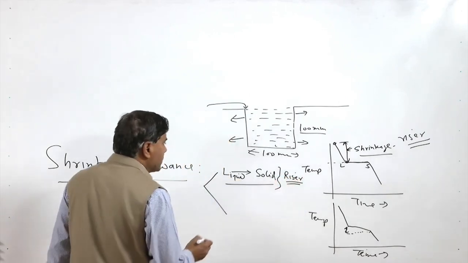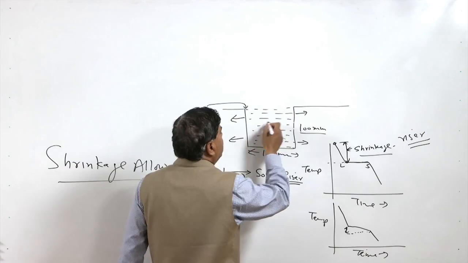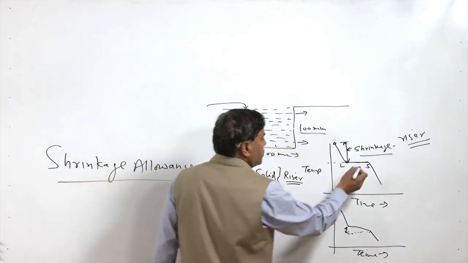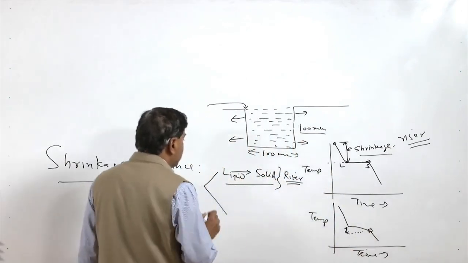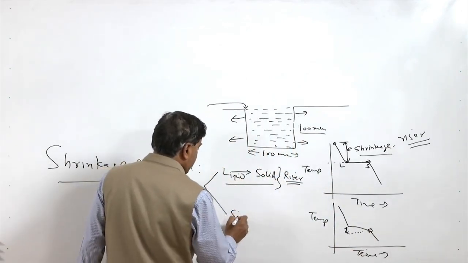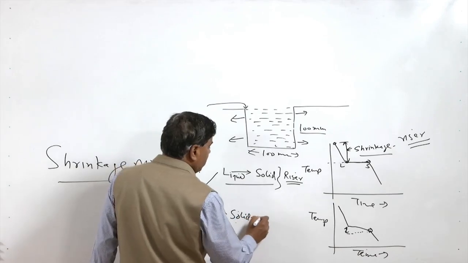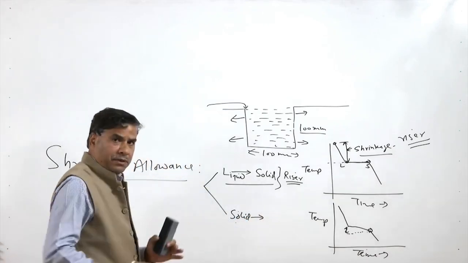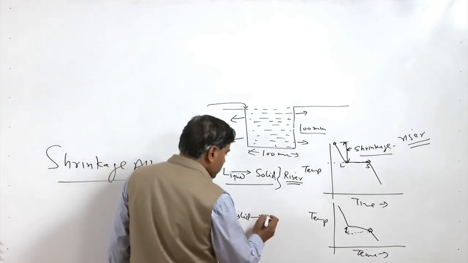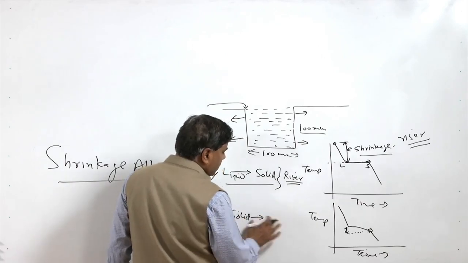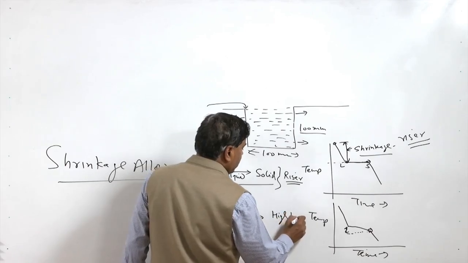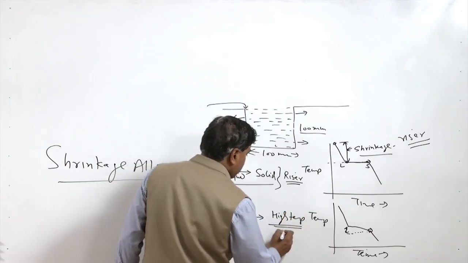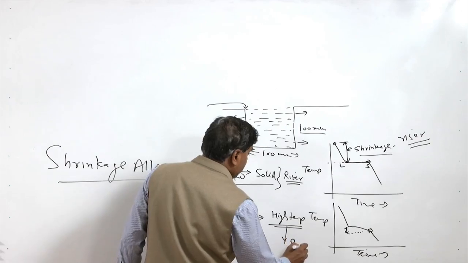On the other hand, once the solidification is over and the heat is lost, meaning we have reached this stage, further in the solid state of the casting, the reduction in temperature will lead to contraction. So, after the solidification, the drop in temperature from the high temperature to the room temperature.